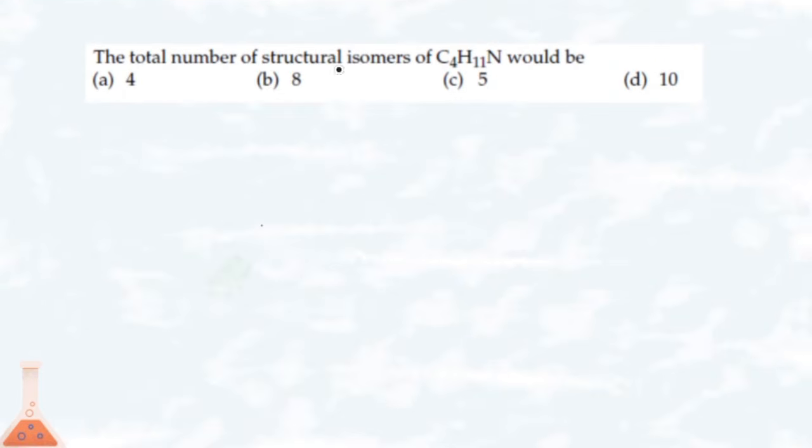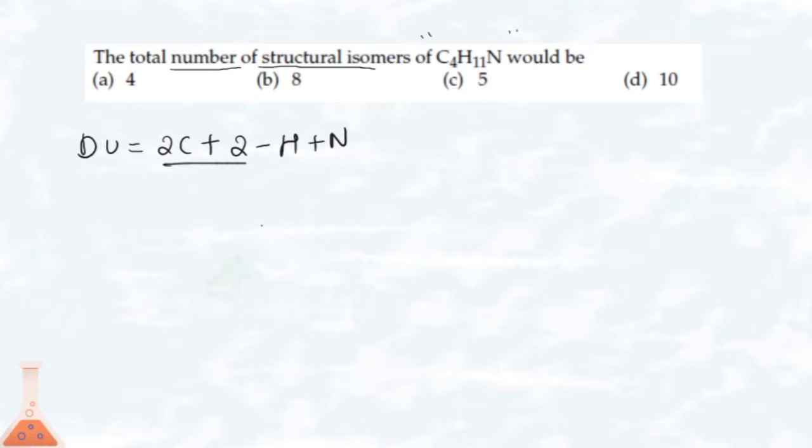In this question, you have to find out the total number of structural isomers for the formula C4H11N. The first thing you do is calculate the degree of unsaturation using the formula (2C + 2 − H + N) divided by 2, where C is the number of carbons. So it will become 2 multiplied by 4 would be 8, plus 2. How many hydrogens do we have? 11, plus 1 nitrogen, divided by 2. So upon solving this, what do you get? 0. That means there is no double bond or ring possible for this molecular formula.